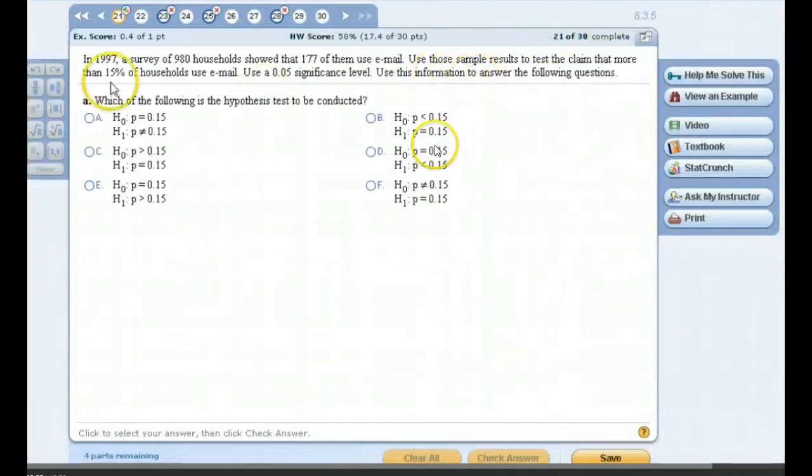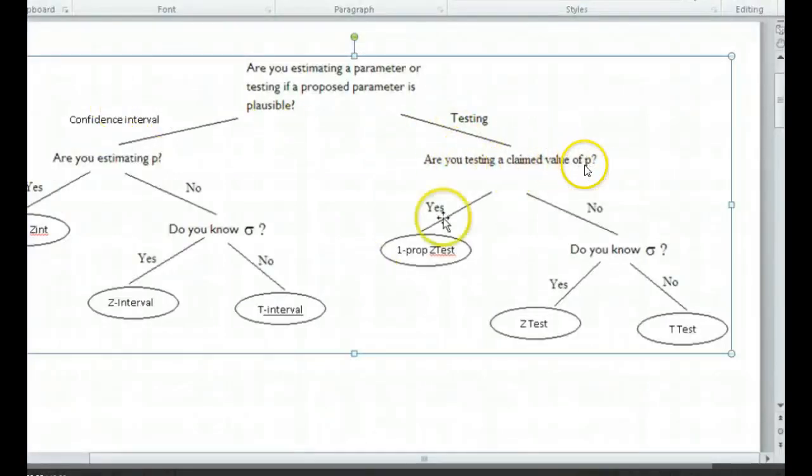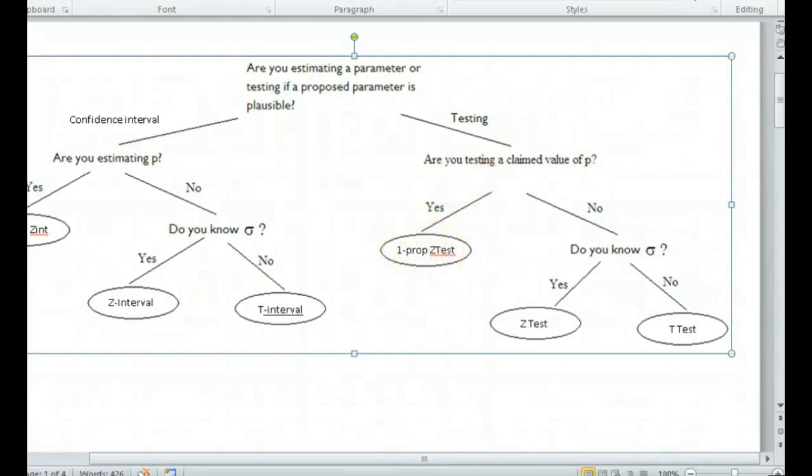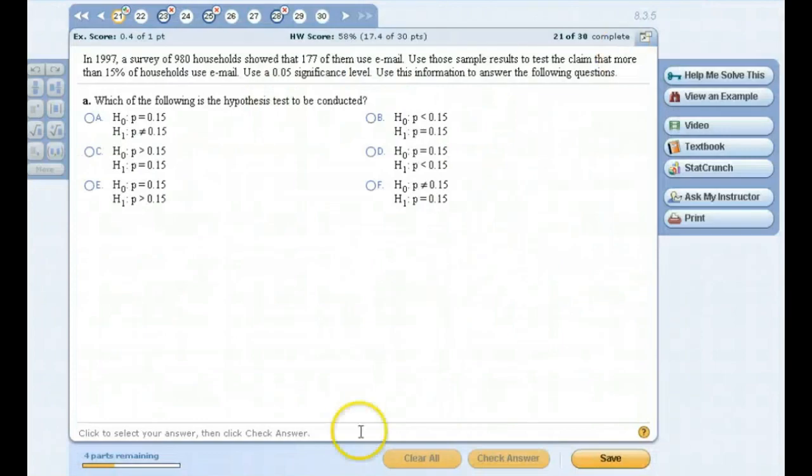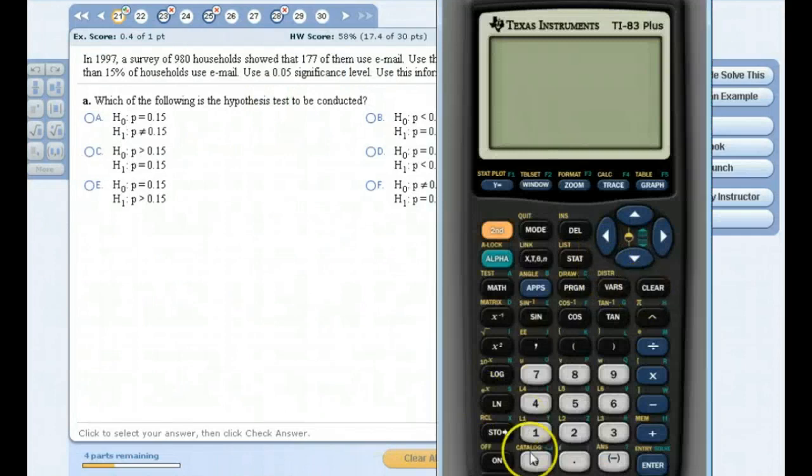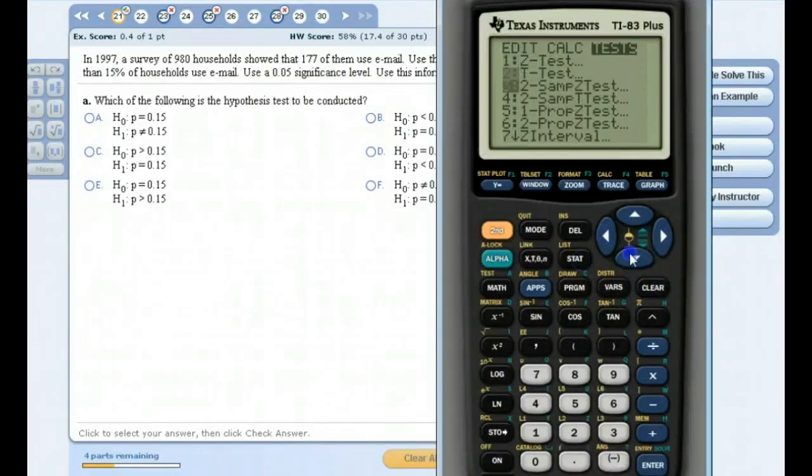Alright, so it says we got a survey of this many out of this many, and then test the claim of a percentage. So we're testing, is it about a population proportion? Yes. So we're going to use a one prop z test. Okay, so I'm going to go to my calculator. I'm going to press on first, and then I'm going to press stat, go over to test, and I'm going to look for one prop z test. There it is, number 5.